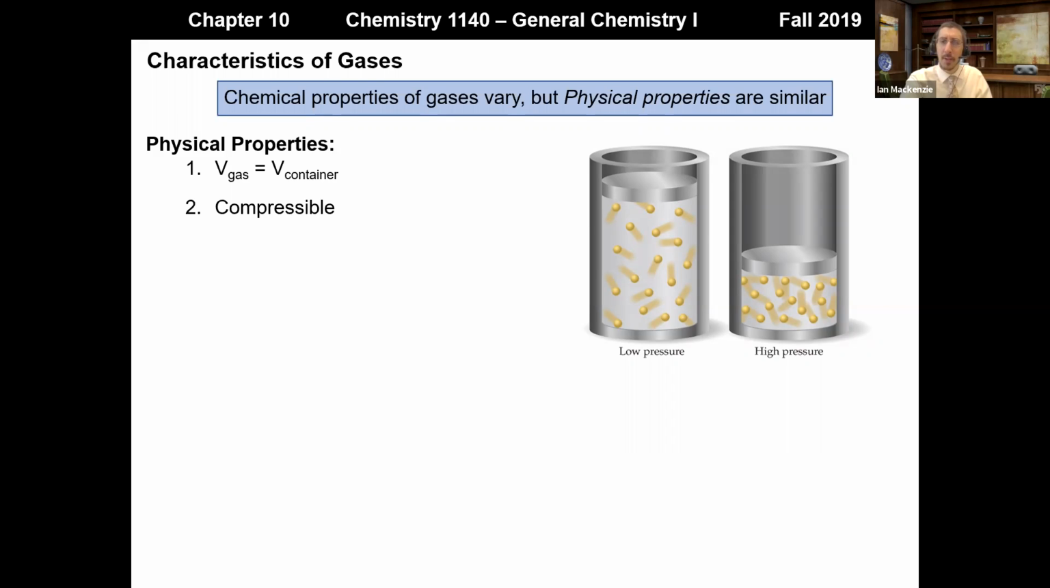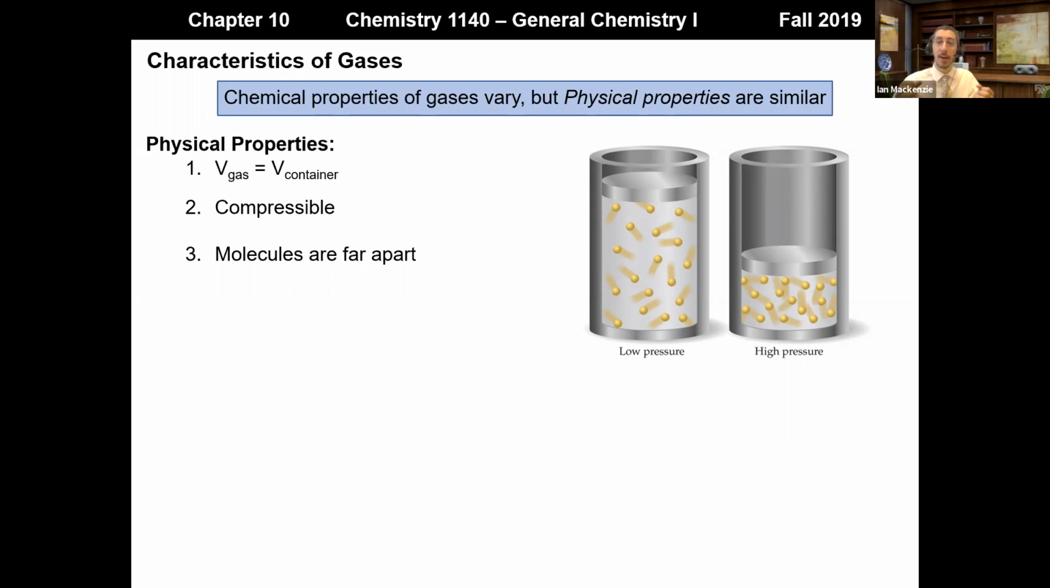Now, this might also be a little confusing in terms of why exactly are gases compressible? Why do they fill whatever volume you put them in? Well, it comes from the fact that the molecules themselves in the gas phase are very far apart from each other. So every individual gas molecule in a gas acts as though it is completely isolated, as though it's by itself.